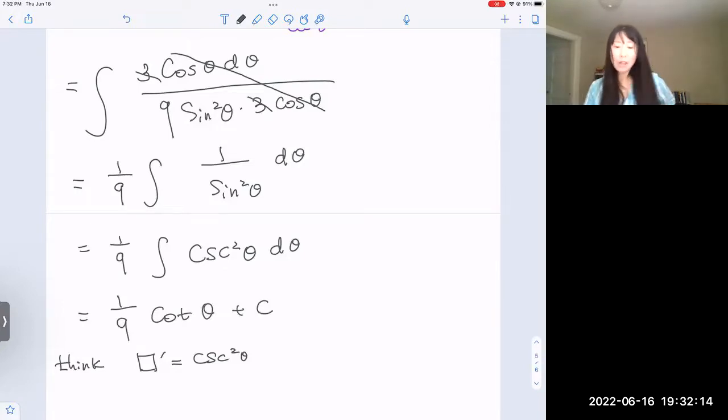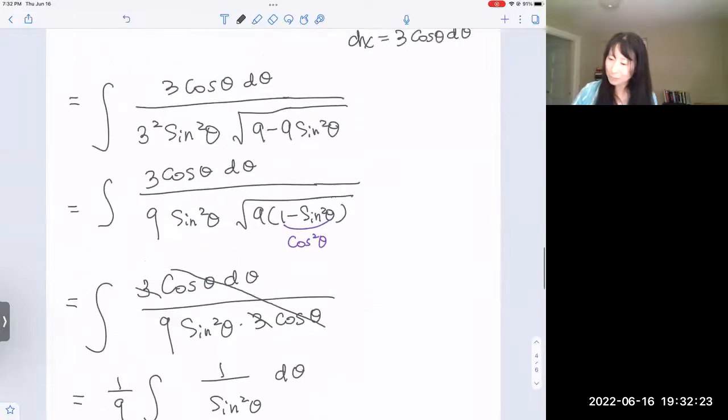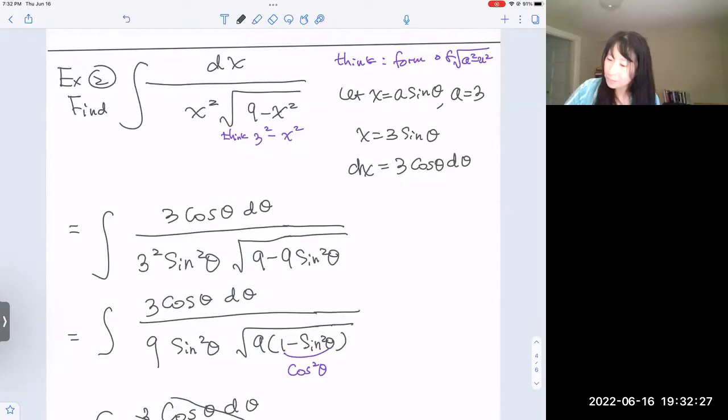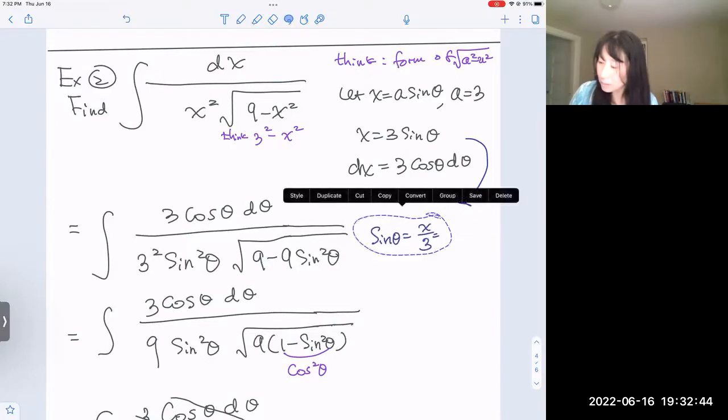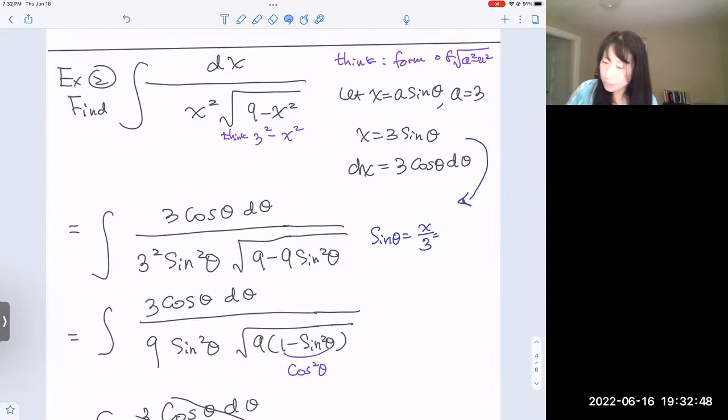Okay, now we're going to find out what cotangent theta is. That's it, and then we're going to convert to the x variable. Look. From here, we have sine theta, which is x over 3, right? That is opposite over hypotenuse, right? So we have a right triangle. We have angle theta, and pretend we are standing at angle theta. The opposite side will be x, the hypotenuse will be 3. Then what will this one be?